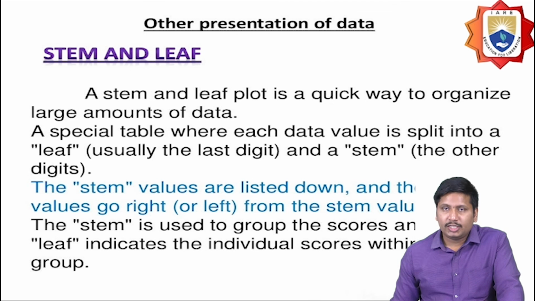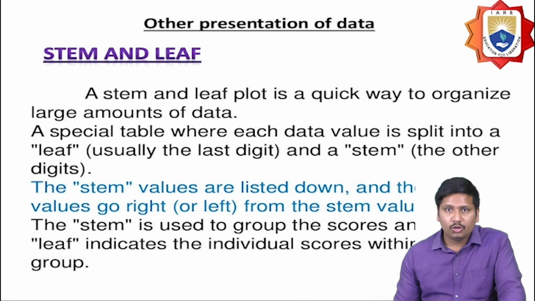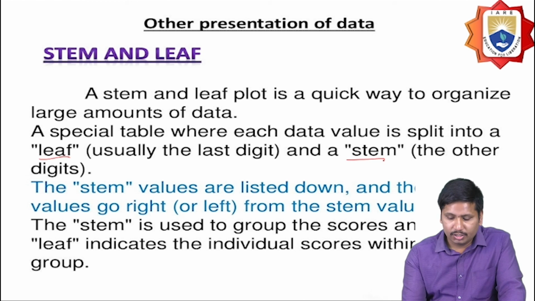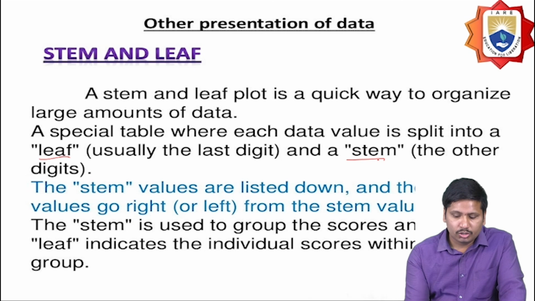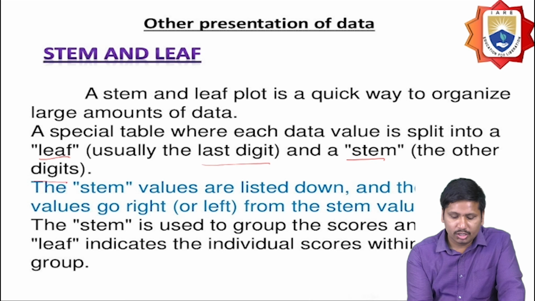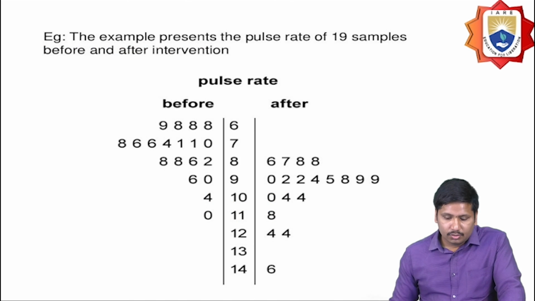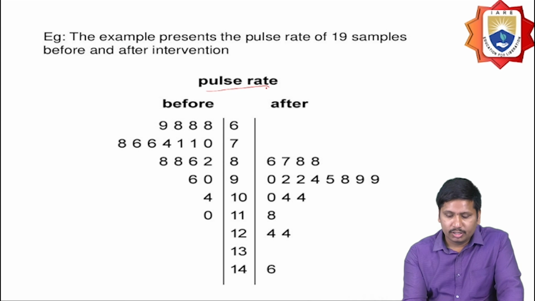And the last one is the stem and leaf. Stem and leaf is also a quick way to organize a large amount of data, and it maintains a special table where each data value is split into two parts, leaf and stem. The leaf usually represents the last digit, and the stem usually represents the other digits. The example I mentioned is pulse rate. So what should be the pulse rate of 19 samples, before and then after.